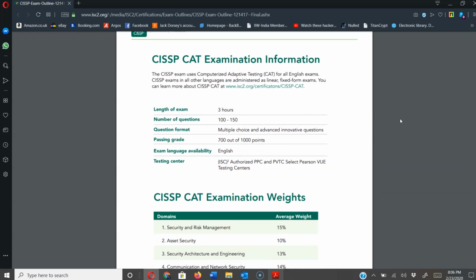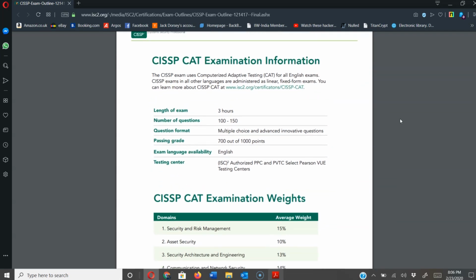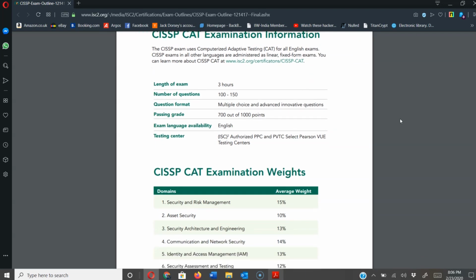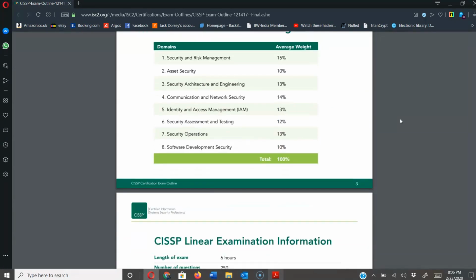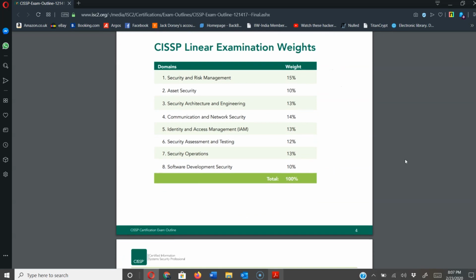Those who want to attempt in other languages can do so, but then the exam is 6 hours and the questions are 250. So that's your option depending on which language you're most comfortable with. We are going to go with English. That's the language options for the CISSP linear exam: 6 hours, 250 questions. Everything else remains the same. These are the languages supported: French, German, Brazilian Portuguese, Spanish, Japanese, simplified Chinese, and Korean. The weightage, I guess, remains the same.